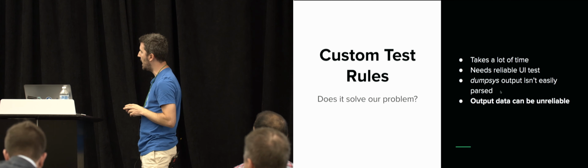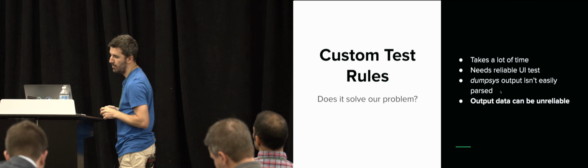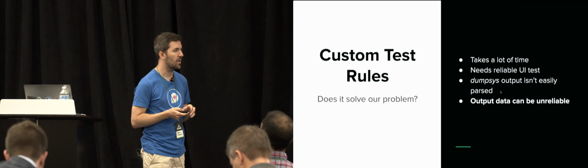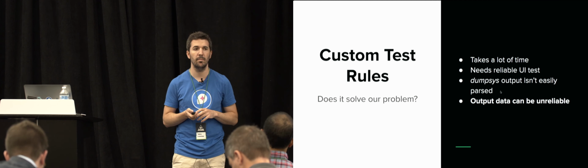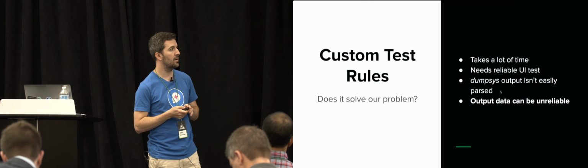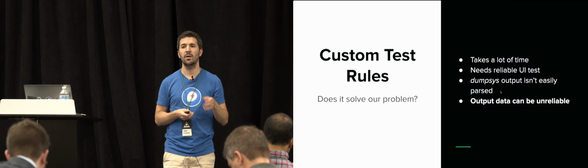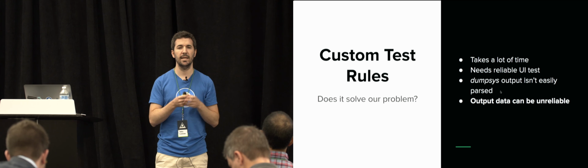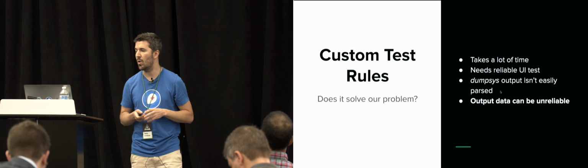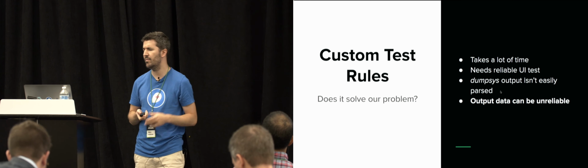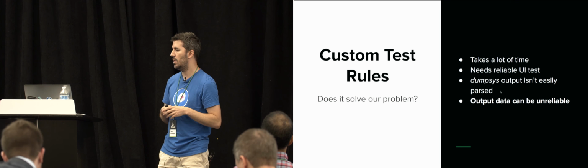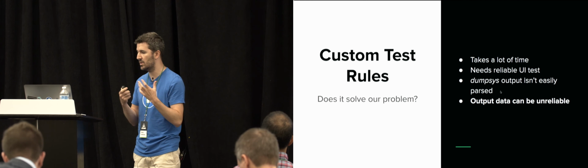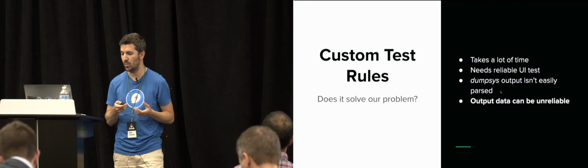And sometimes the output data can be unreliable. Especially for the battery stats, we found that when we ran the same test with the same scenario a couple of times, we were getting missing information or weird information that was causing problems for us in order to get meaningful data.